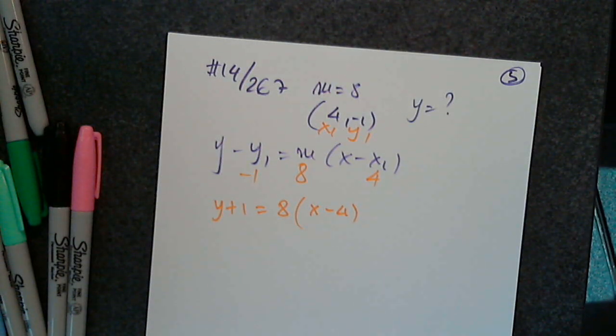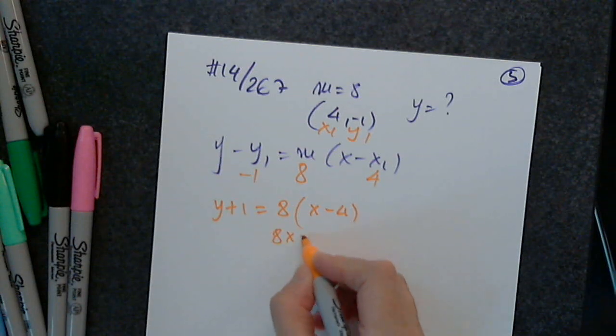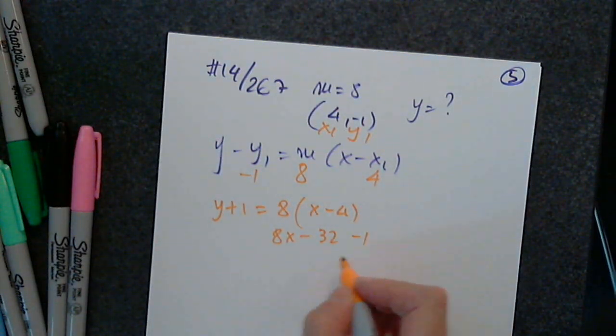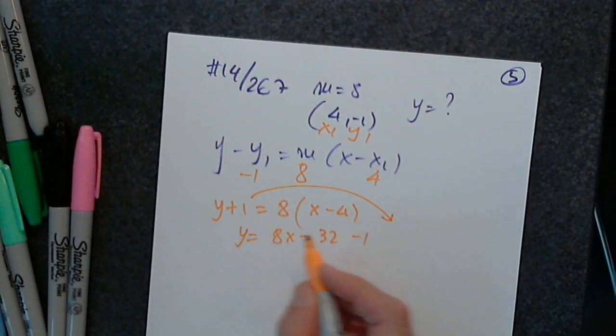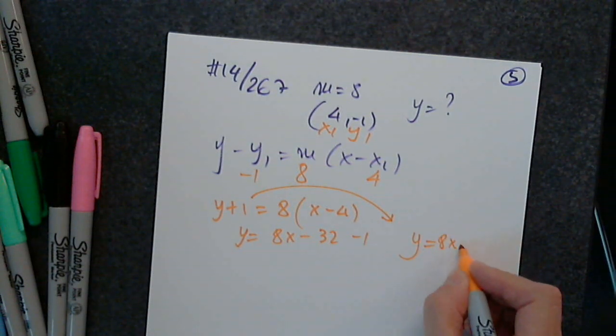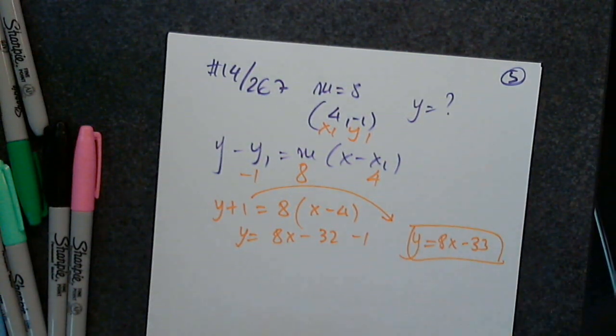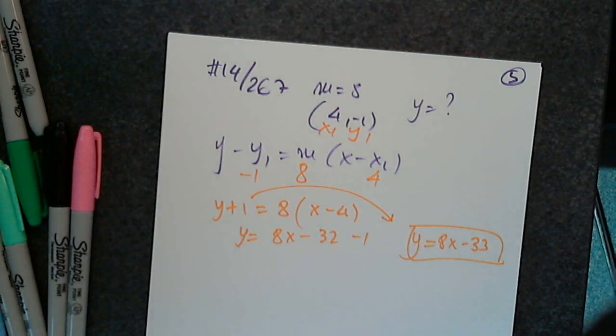about it. I have to solve for y, which means I will have to distribute 8. So 8x minus 32, and I will have to bring this to the other side. So the equation of the line passing through the point 4 comma negative 1 and having slope 8 is y equals 8x minus 33.